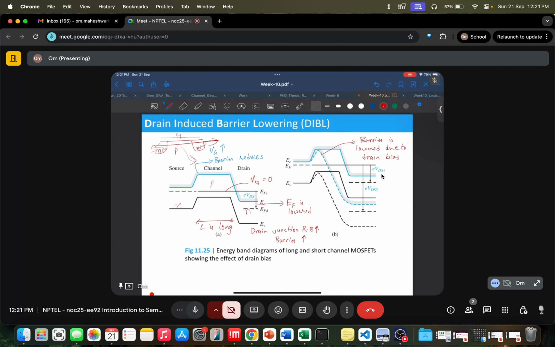How electrons come into the channel is you apply a gate voltage VG here. This barrier reduces. This easily allows electrons from the source to go here. And then when you apply a drain potential, electrons from the channel go towards the drain.